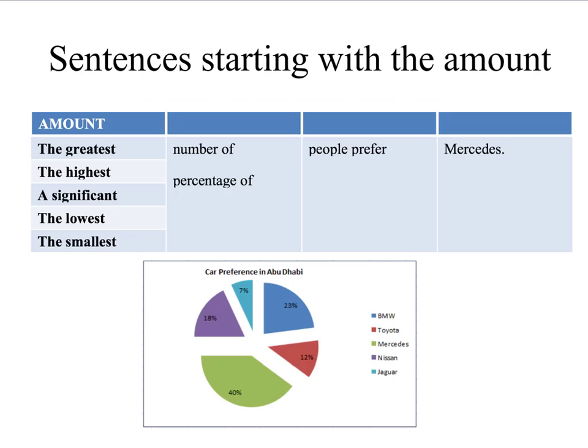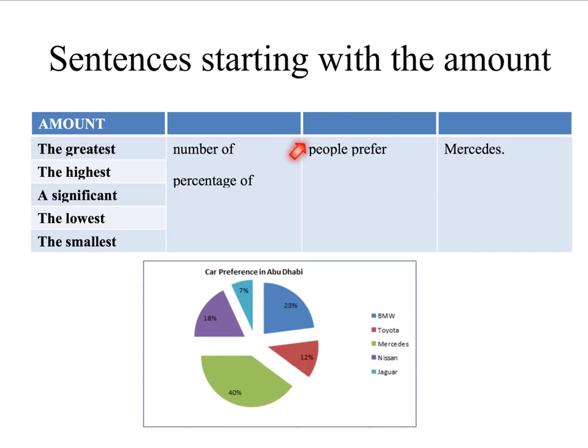There's 2 ways to write about the different sections. One way is by using sentences starting with the amount. Amount is how much. We can have the greatest, highest, a significant, lowest, or smallest. Then we refer to what is being reported in the pie. As you can see, this pie refers to percentage. So here I will say percentage.